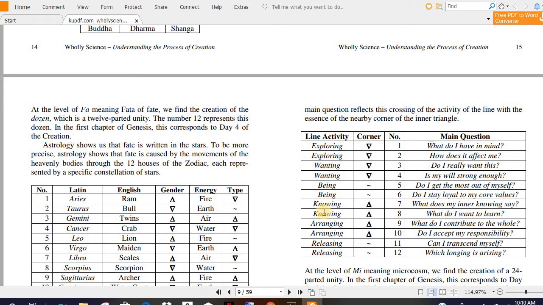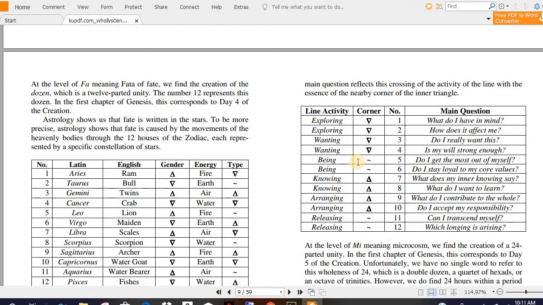That's awesome. Knowing, number 7, what does my inner knowing say? Knowing, what do I want to learn? Arranging, what do I contribute to the whole? Arranging, 10, do I accept my responsibility? Releasing, 11, can I transcend myself? Releasing, 12, which longing is arising?